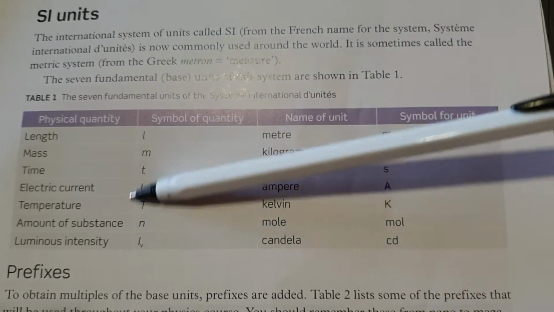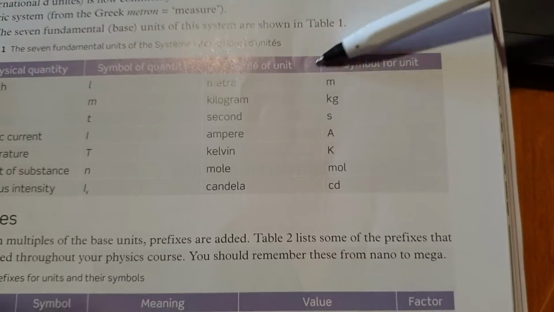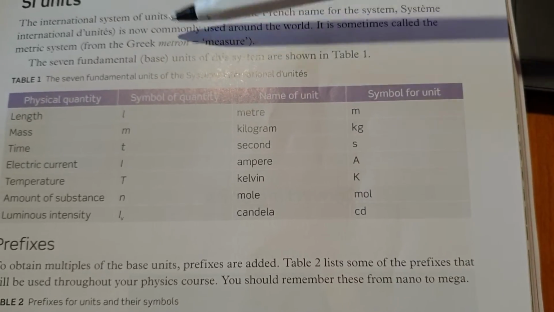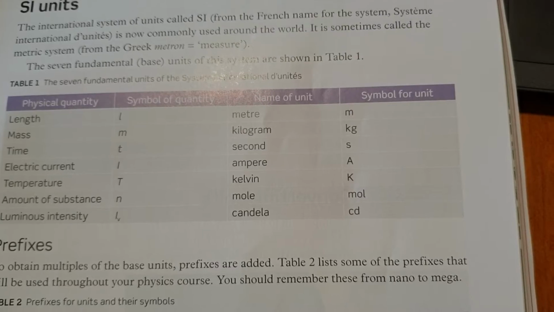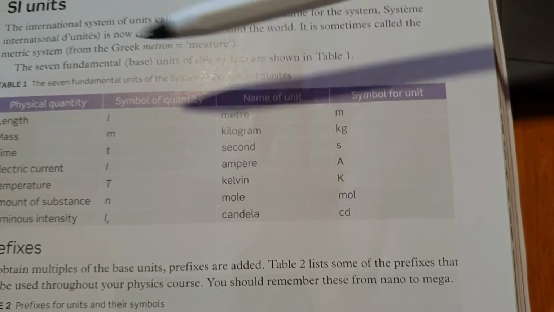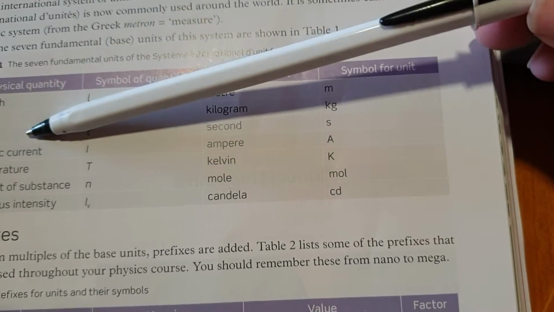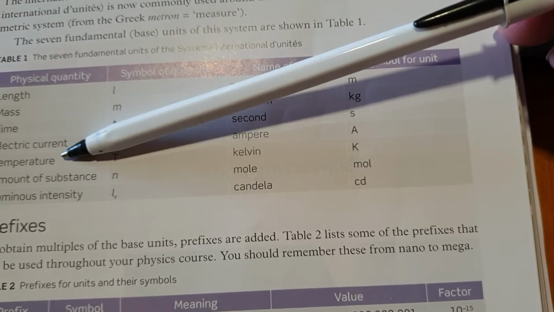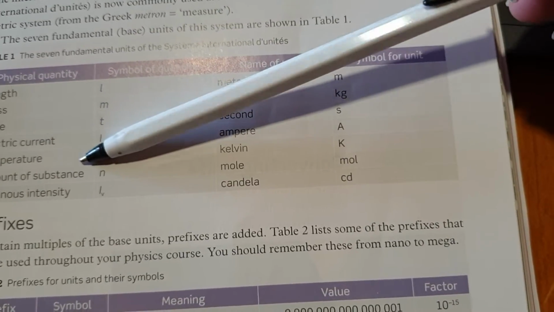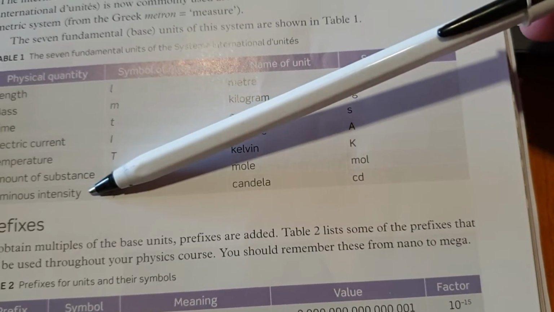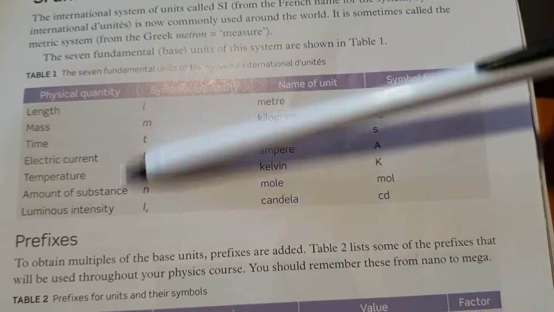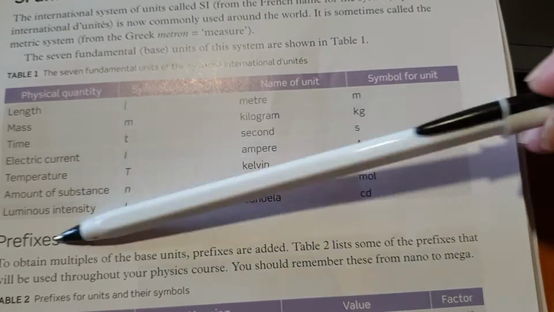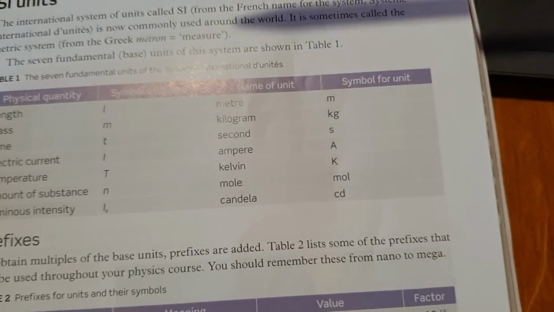So these are the System International units. Right, 7 fundamental units of the System International: length, mass, time, current, temperature, amount of substance, and luminous intensity. Everything else can be worked out by multiplying these things together in different ratios.